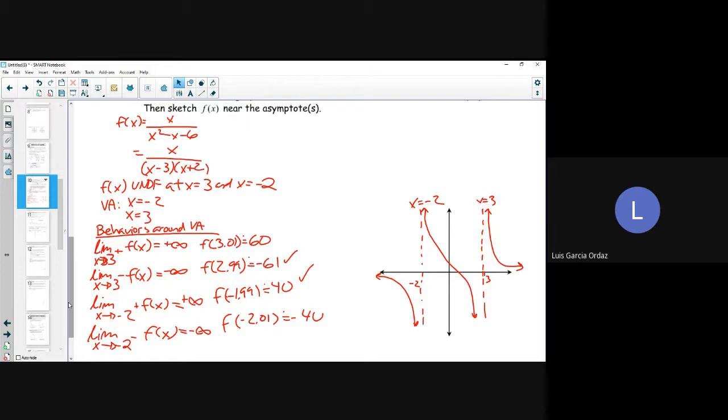So is everybody good with this example? Yeah, there's an asymptote at y equals 0 as well for this one. So we'll talk about horizontal asymptotes as well in this lesson.